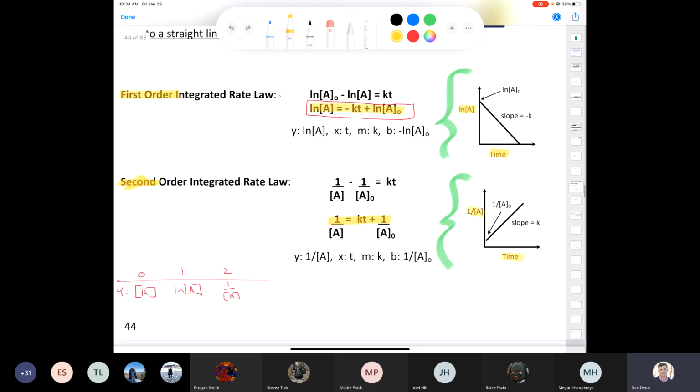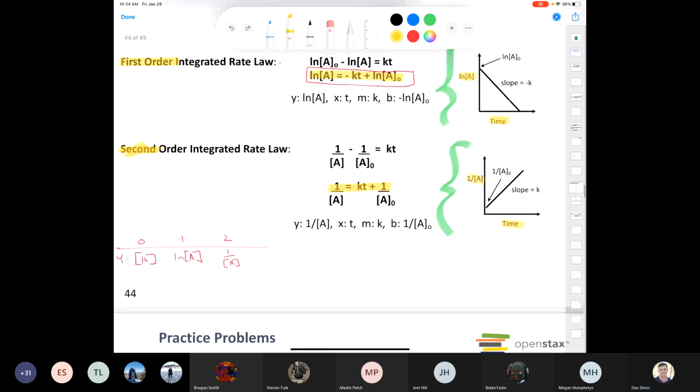Okay, let's maybe summarize it in a table here. I did this in a lecture, okay? Everybody memorize this. Sit down after class and go, if I want a linear slope for a zero order reaction, I must plot the concentration of A. If I want a linear slope for a first order reaction, I must plot the ln of A. If I want a linear slope for a second order reaction, I would plot the 1 over the concentration of A. You've got to memorize that, okay? All right, there we go.